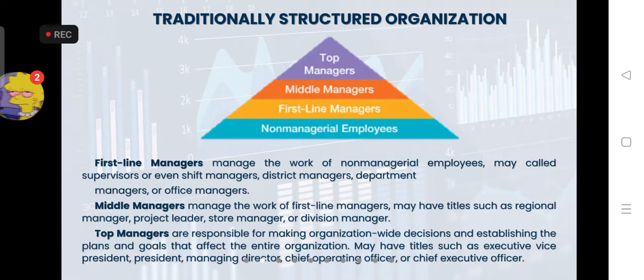So at the lowest level of management are the first-line managers. They manage the work of non-managerial employees, and may be called supervisors or even shift managers, district managers, department managers, or office managers. The employees of first-line managers are typically involved with producing the organization's product or serving the organization's customers.